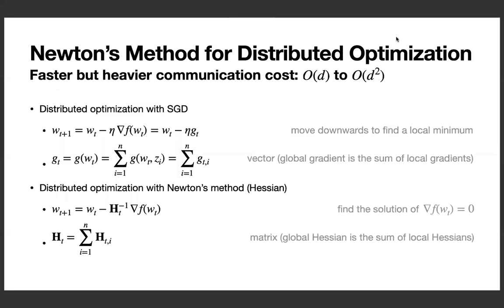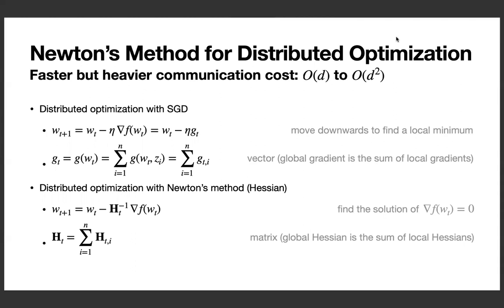Now let's extend this idea to a distributed optimization problem. SGD, or stochastic gradient descent that we are familiar with, has this update formula of subtracting the gradient of a function to find the local minimum. Instead of this formula, Newton's method uses the inverse of Hessian, which is the gradient of the gradient. If you recall from the previous slide, this formula finds the solution of the equation gradient of f equals 0.